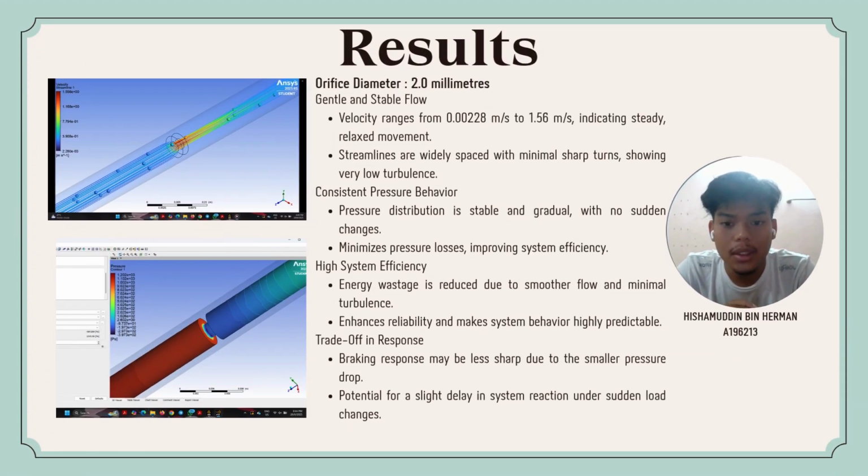For the orifice diameter 2 millimeters, the flow is gentle and stable. The velocity ranges from 0.00228 meters per second to 1.56 meters per second, indicating steady, relaxed movement. The streamlines are widely spaced with minimal sharp turns, showing very low turbulence. The second point is consistent pressure behavior. Pressure distribution is stable and gradual, with no sudden changes. Minimized pressure losses improve system efficiency.